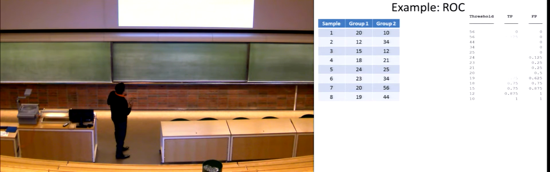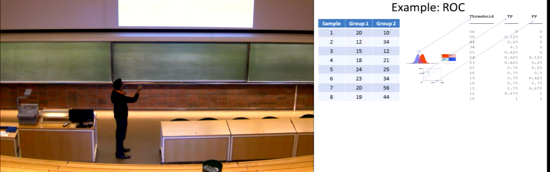So how does it work? There is something called a threshold. For the threshold, you can have all the possibilities from minimum to maximum across these two groups. The minimum value is 10, and the maximum is 56 from these two groups. And you find all possible true positives and false positives for every threshold, as we have seen. So group 1 is one curve, group 2 is another curve, and this vertical line gives you the threshold.